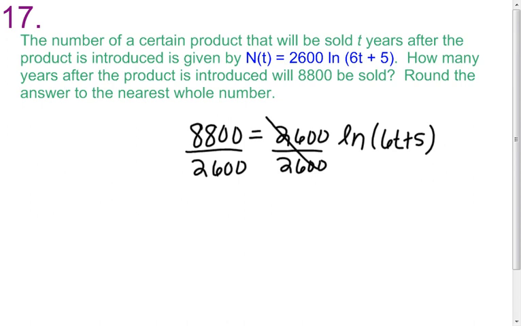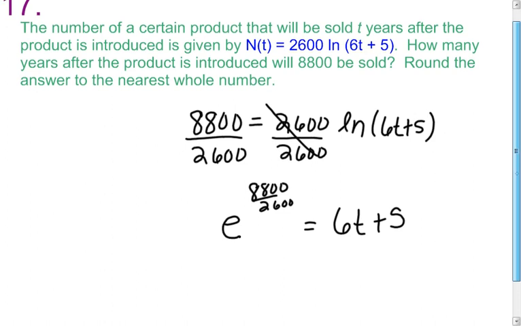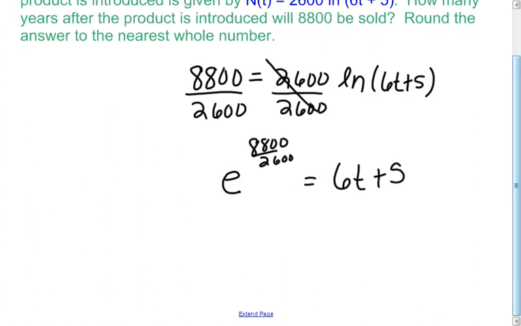So now I need to think about how I can use that little shortcut. And so I can make this be then e to the 8,800 over 2,600. And you could reduce that, of course, if you wanted to. Would be 6t plus 5. Okay, so I think you guys can picture algebraically that you're going to get an icky number for this, and then you will subtract 5 from that number, and then you will divide by 6. Okay, so that's what I'm going to type into my calculator.